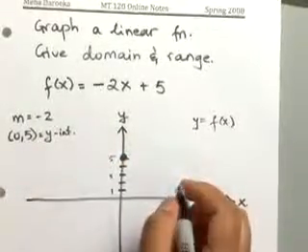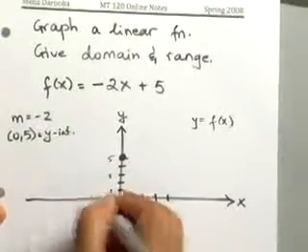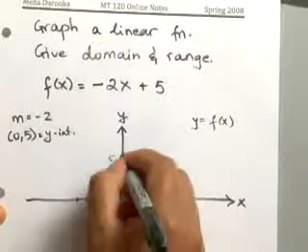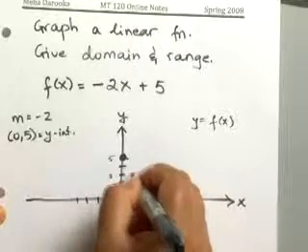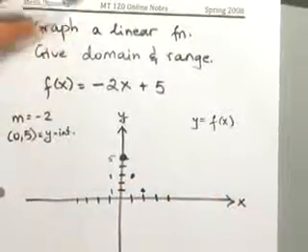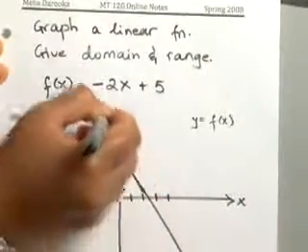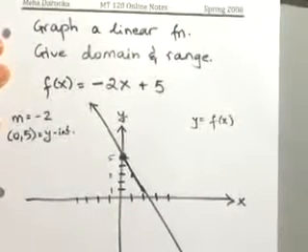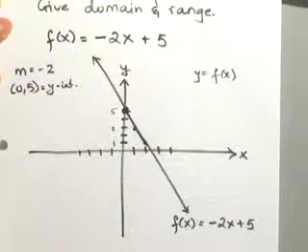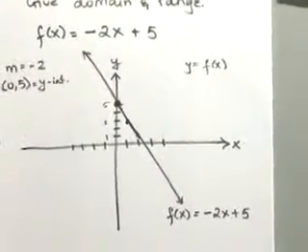And then our slope is negative 2. Remember, when you have a negative 2 slope, you go in the opposite direction. So we will go down 2 units and then go over 1 unit. Using these points, we can draw a straight line through them. This line represents the linear function negative 2x plus 5. It's the same thing that we did with linear equations. The only difference is we're calling it a function.